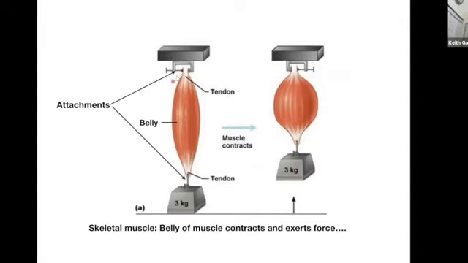The base right here in this experiment is not moving. It's fairly stable, and this is going to be referred to in this situation as the origin. This weight right here is moving. This is going to be called an insertion. So you have these two attachment points: one is referred to as the origin, one as the insertion.